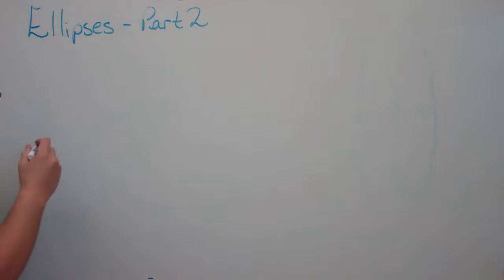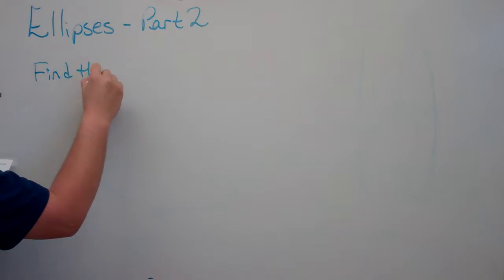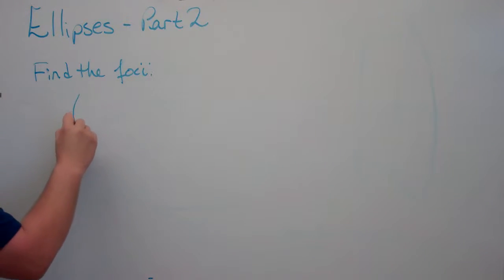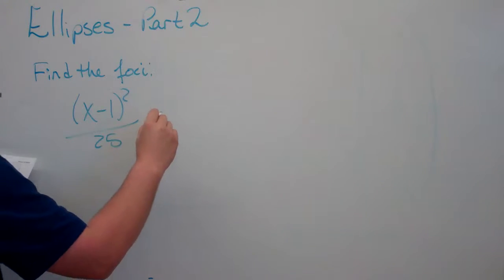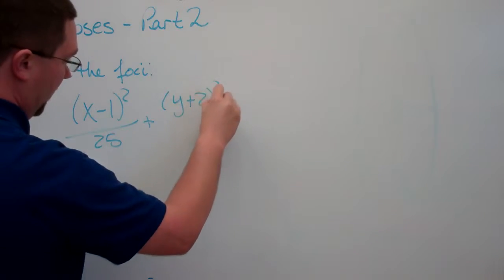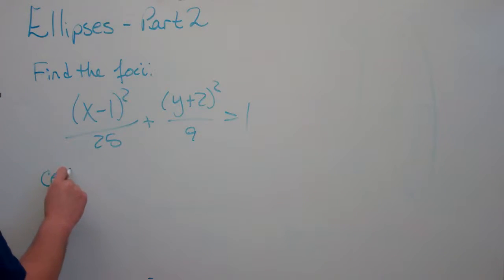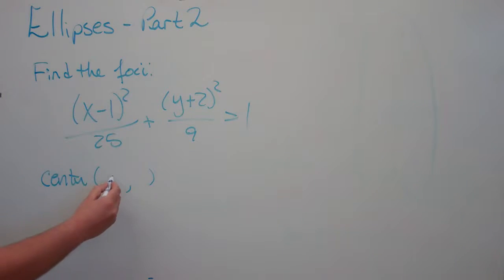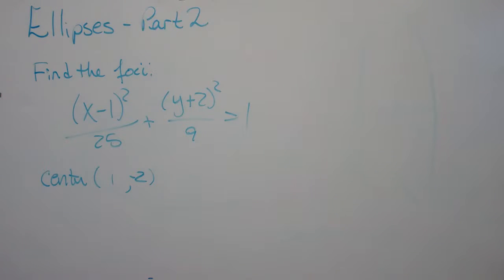Alright, so here's our equation, and we want to find the foci, or the focus points. (x minus 1) squared over 25 plus (y plus 2) squared over 9 equals 1. First thing first, you have to find the center of the ellipse. So, x minus 1, so 1; y plus 2, so negative 2. There. We found our center point.